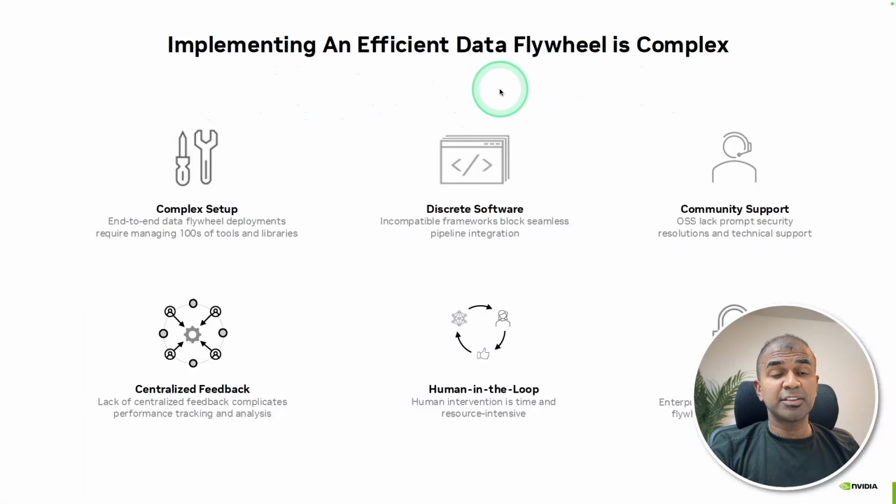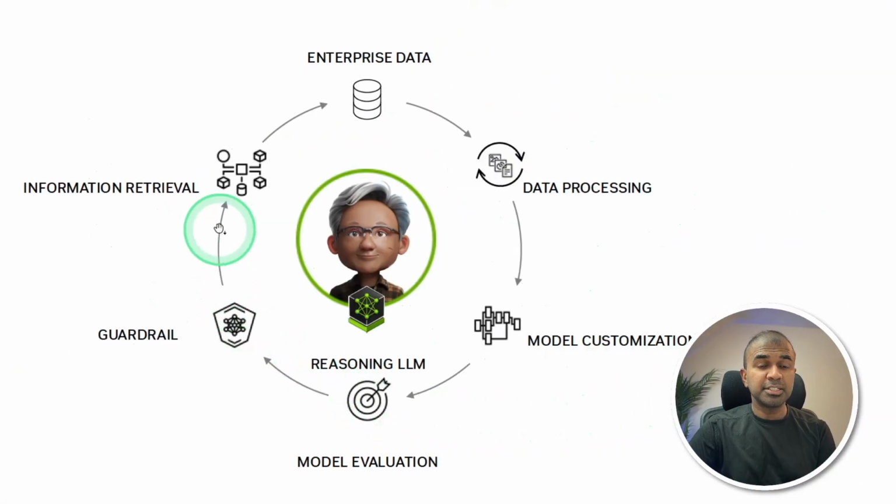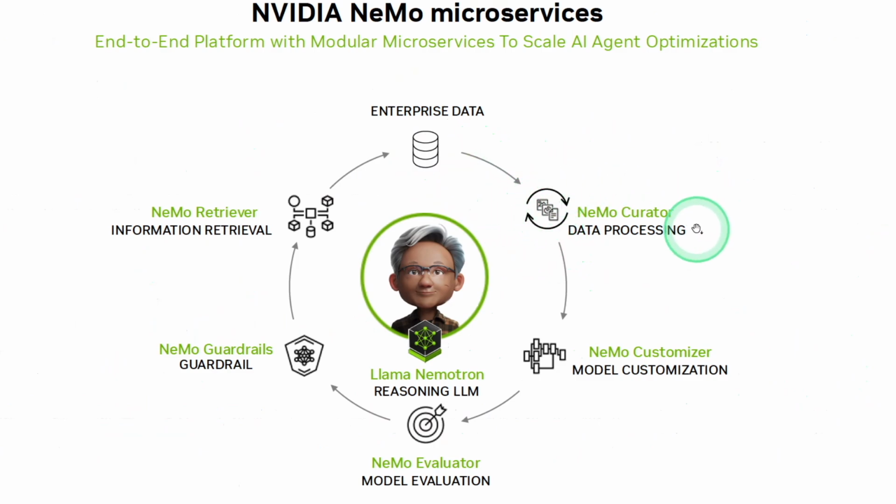Implementing an efficient data flywheel is complex, but NeMo Microservices simplify the process by having NeMo Curator for data processing, NeMo Customizer for model customization or fine-tuning, NeMo Evaluator for model evaluation, NeMo Guardrails for guardrails, NeMo Retriever, that's for RAG pipeline, and Llama Nemotron used as reasoning LLM.